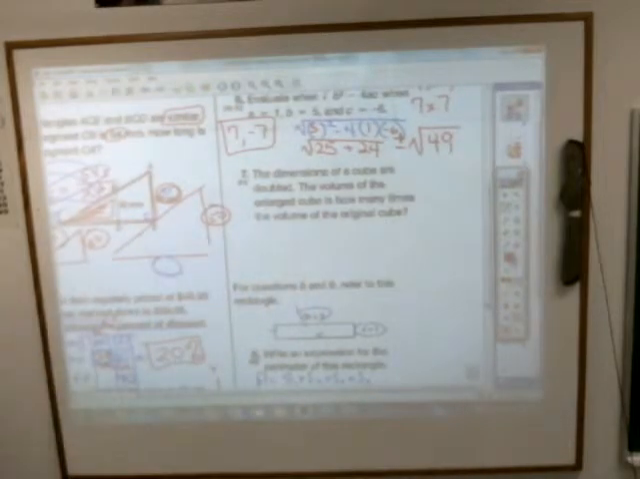Emma Haynes. It said the dimensions of a cube are doubled. What did it tell us the dimensions of that cube that was doubled was? What are the dimensions of that cube?